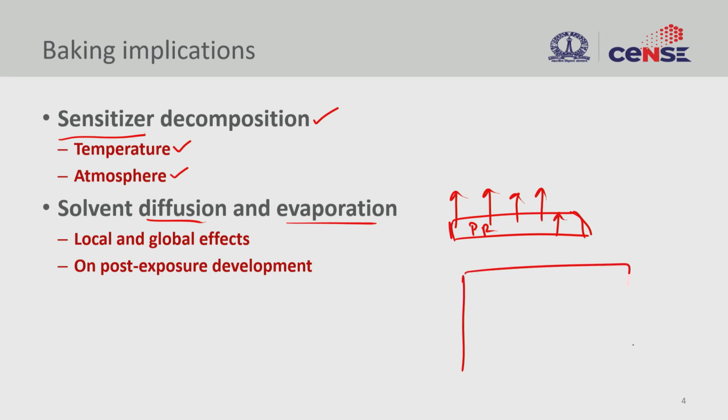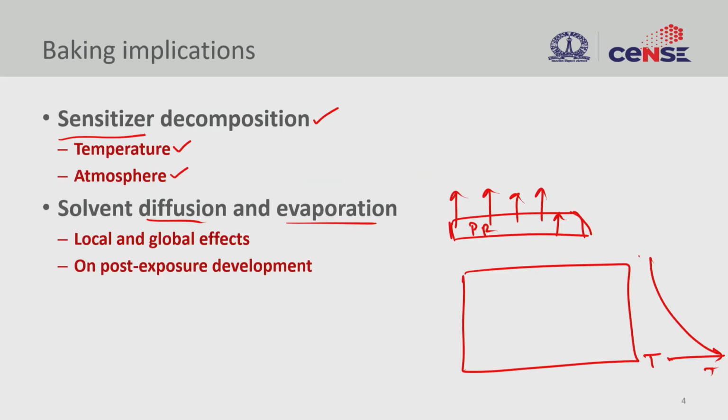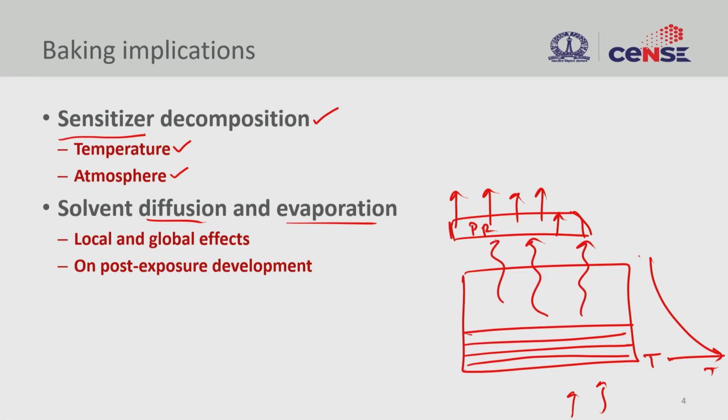So just to give you an idea, when your temperature is a gradient, so this is your temperature. Normally, if you are heating from the bottom, your bottom temperature is higher, so the heat is from here. So your material starts hardening bottom up, right? So whatever solvent present on the top can escape.